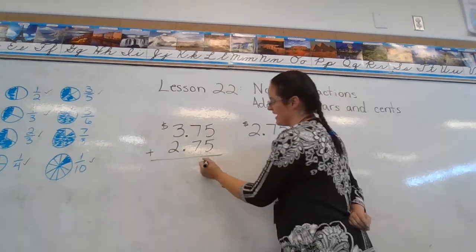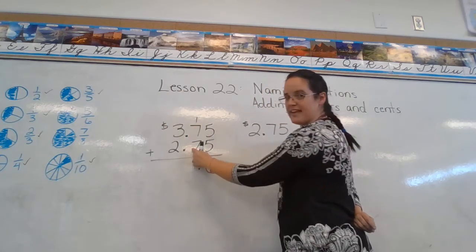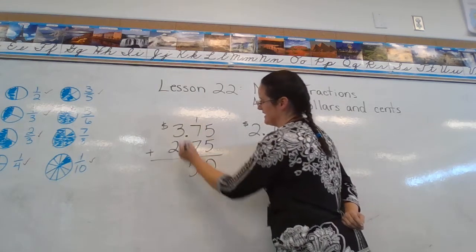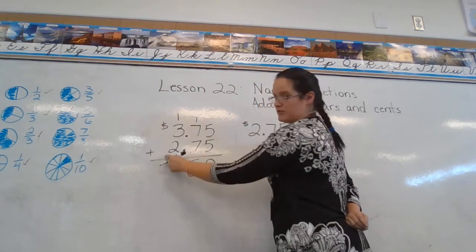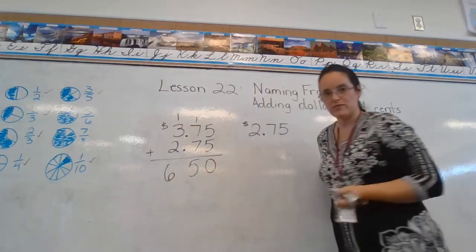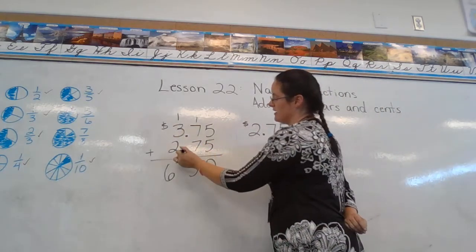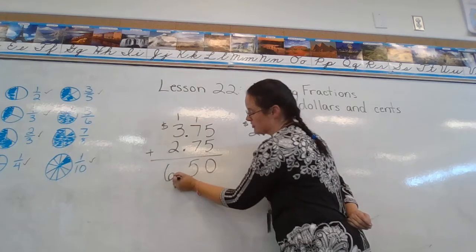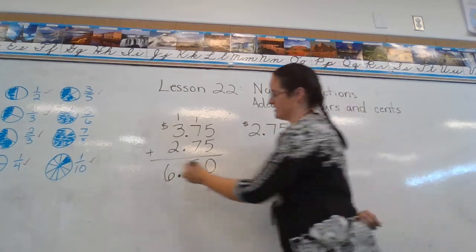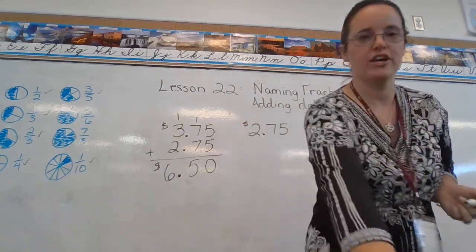So 5 plus 5 gives me 10. 7 plus 7 gives me 14. Plus 1 is 15. 3 plus 2 is 5. Plus 1 is 6. And now here's the real trick. Once you have your numbers, you have a decimal point here, a decimal point here. Make sure that you also have a decimal point lined up in your answer. So she spent $6.50 on her books.